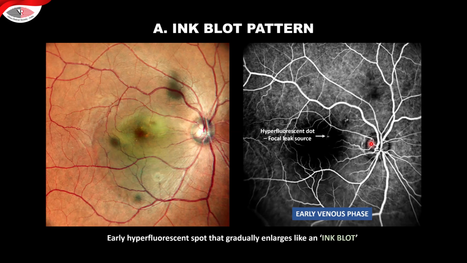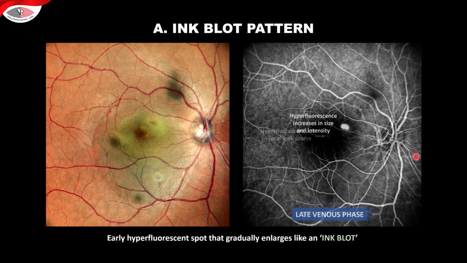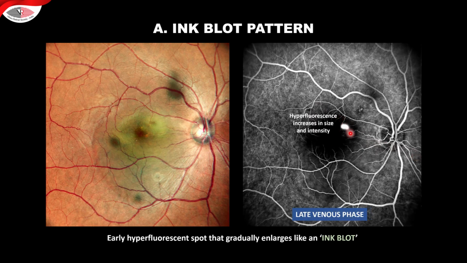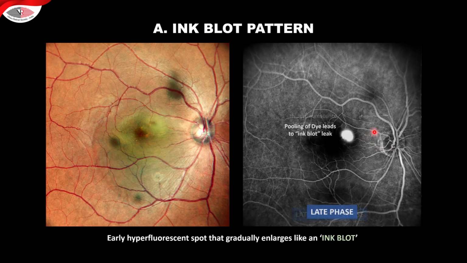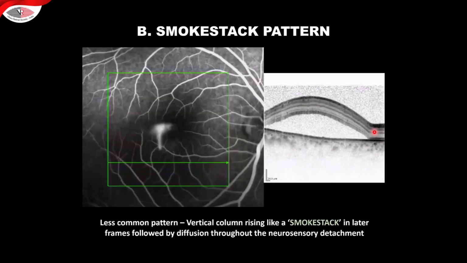In the ink blot pattern, at the beginning of the angiogram you might see a small focal leak source, a small ink blot, which is going to increase as the phase progresses. You can see that it concentrically increases in intensity as well as size, and it keeps on increasing up to a certain phase, which confirms that this is an ink blot CSR leak.